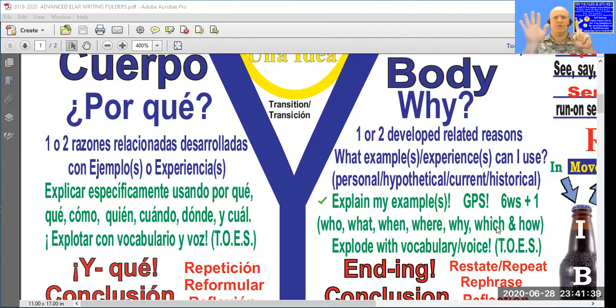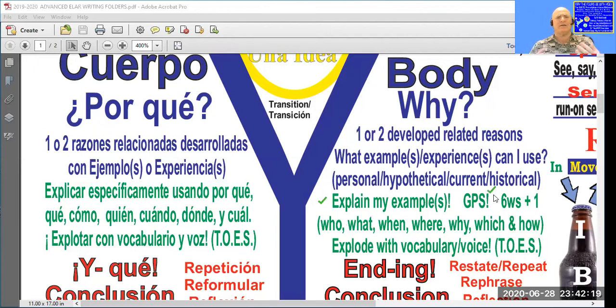The 6 W's are who, what, when, where, why, which, and the plus 1 is how. You can use any of those W's and that H to help you explain a reason and turn a 2 that has good organization into a 3 that has development. The GPS, by the way, it's a little acronym that I use, not Global Positioning System. It stands for Get Pretty Specific.